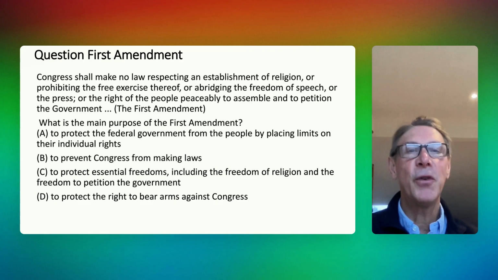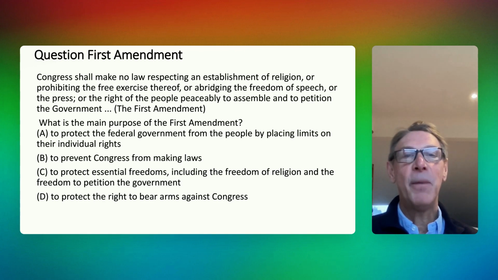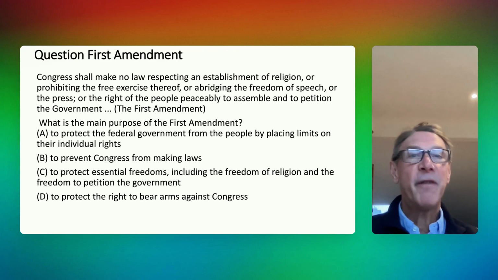Well, that's not true. And we know that the Bill of Rights was actually there to protect the people and actually to limit the federal government's powers. And in this case, the First Amendment is keeping this safe for the people, that they can practice their religion, they can have free speech, there is a free press, and that they can demonstrate, they can petition the government if they want to. B, to prevent Congress from making laws. Well, there's nothing here about it.